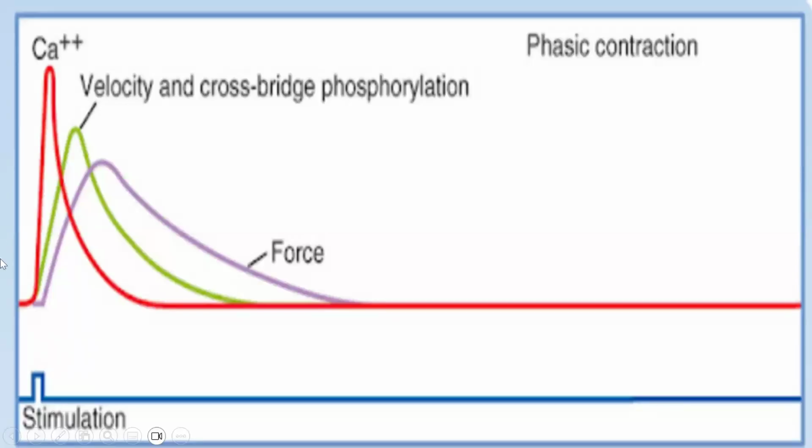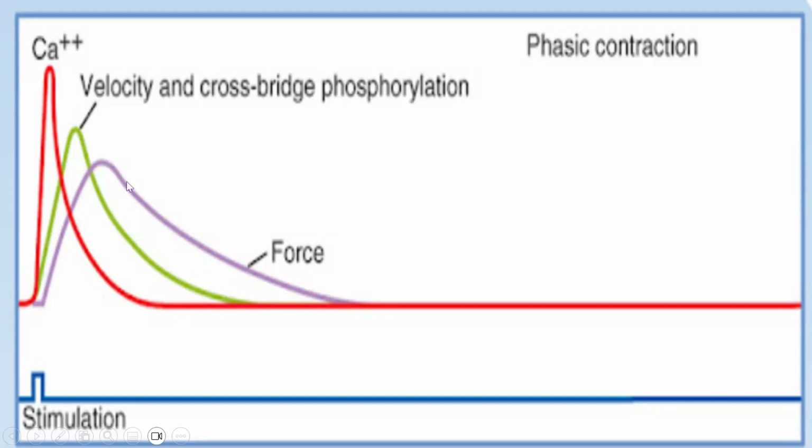Okay, this is the graphic representation of what I explained. This red line is for calcium concentration. Ignore the green line, we're not going to discuss it, but observe the force, the purple line. Let's discuss it now. You have high calcium concentration and it will induce contraction.